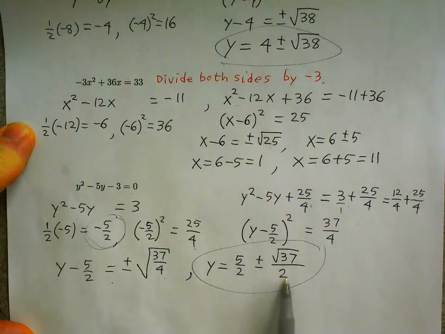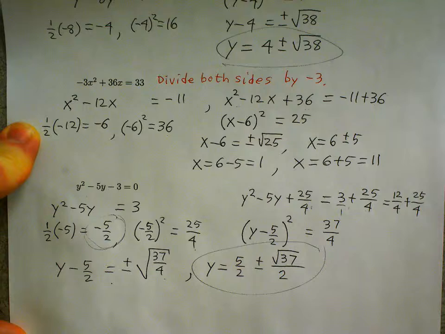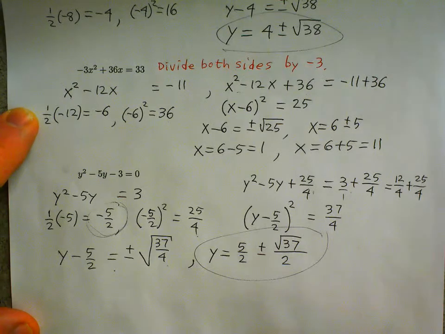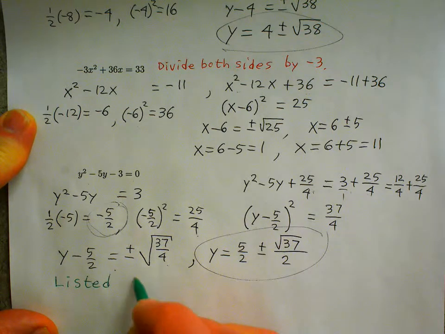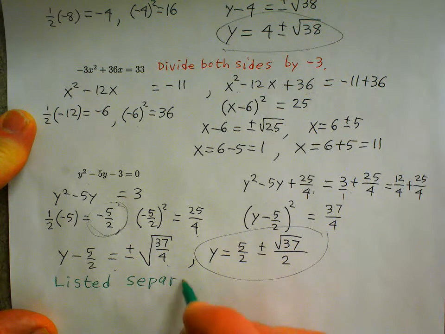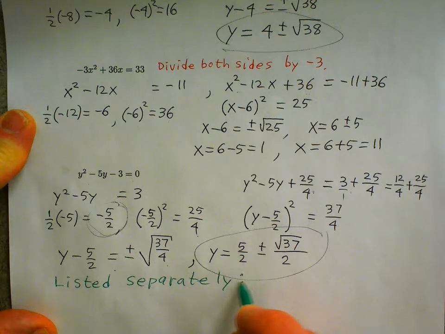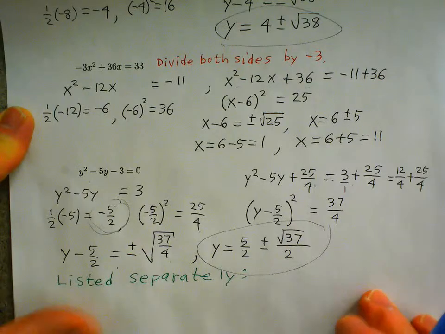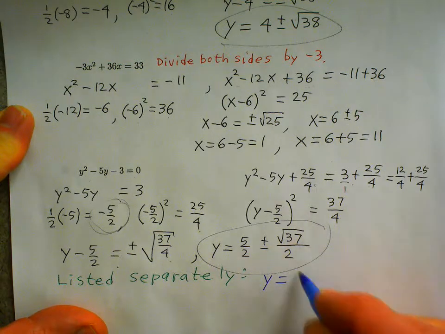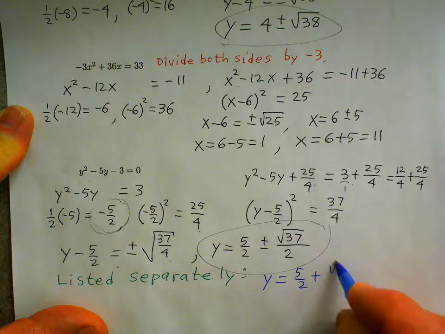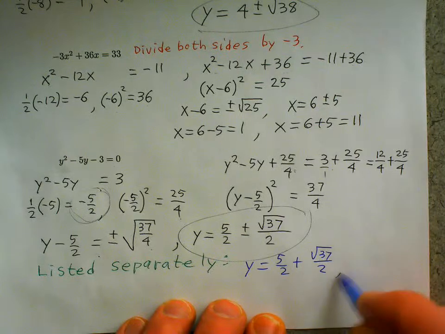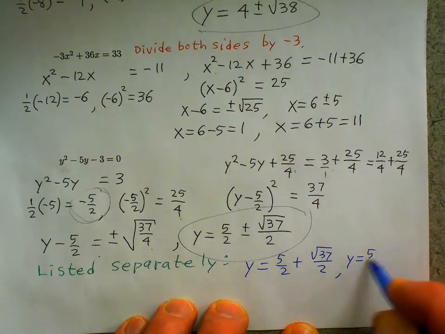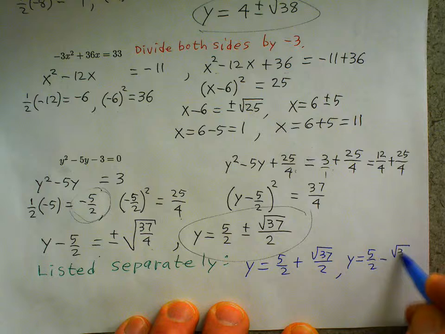So in Newton, you have to list the solutions separately. So just to remind you, if we list these separately, one of the solutions is y equals 5/2 plus the square root of 37 over 2. And the other is y equals 5/2 minus the square root of 37 over 2.